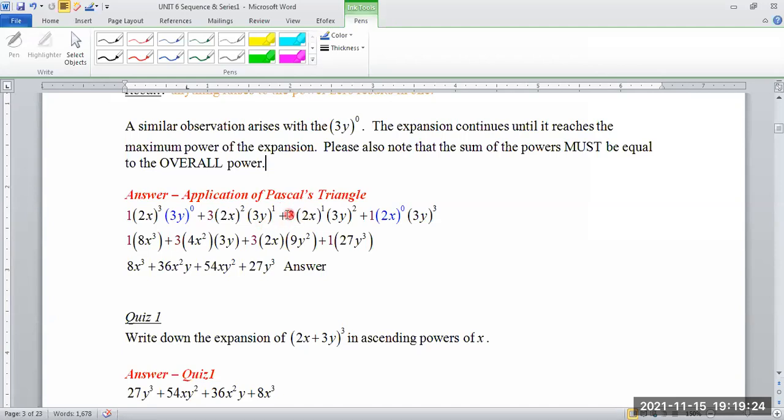And then this 3 is this 3. And again, we have 2x to the first, which is simply 2x. Then we have 3y to the second power. 3y to the second power is going to be 3y times 3y, which is 9y squared. See it right in here.